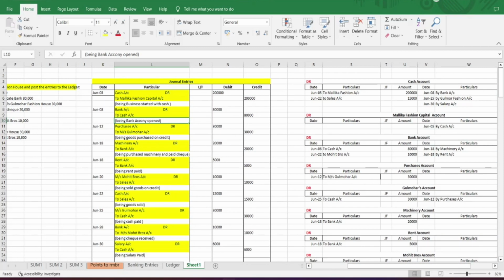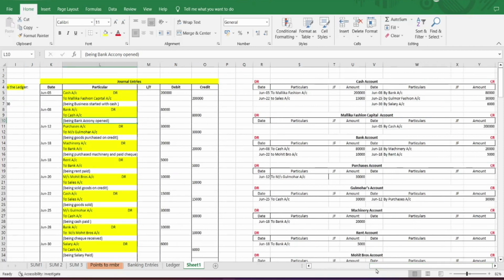After the journal entry is completed, we have to prepare the ledger accounts, and our format of ledger account is very easy. On the debit and credit side, both sides we have date, particulars, journal folio and amount. We have to compare with our journal entry. We have to see whether the particular transaction is debited or credited and accordingly post it in our ledger accounts.